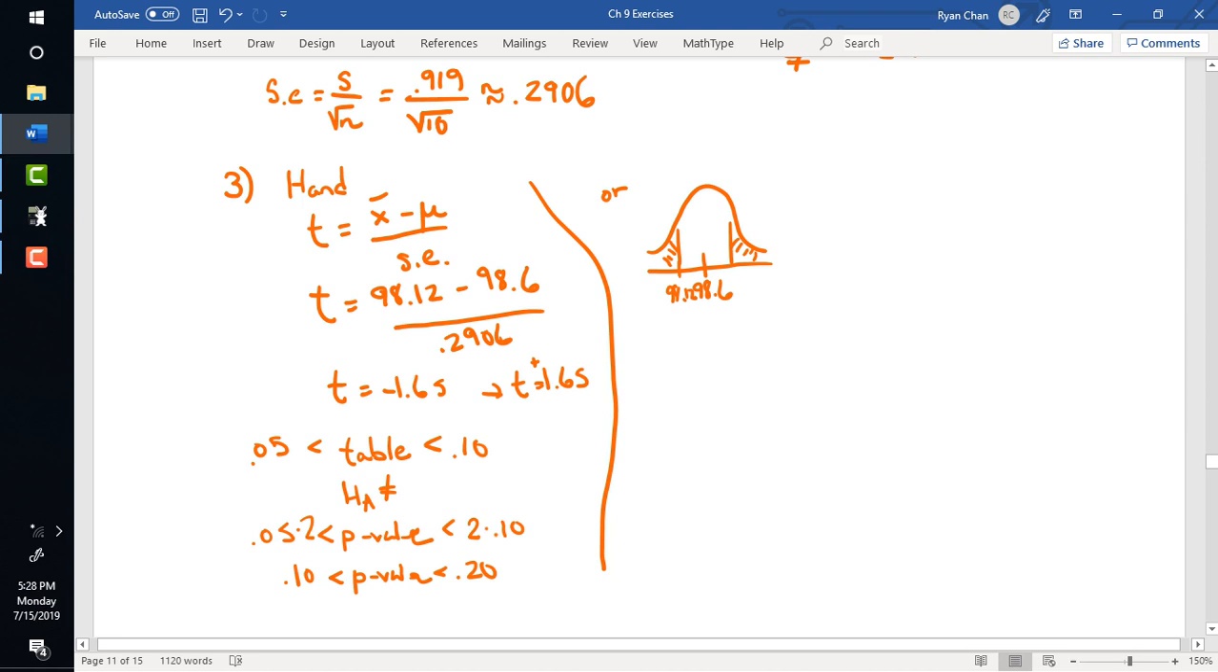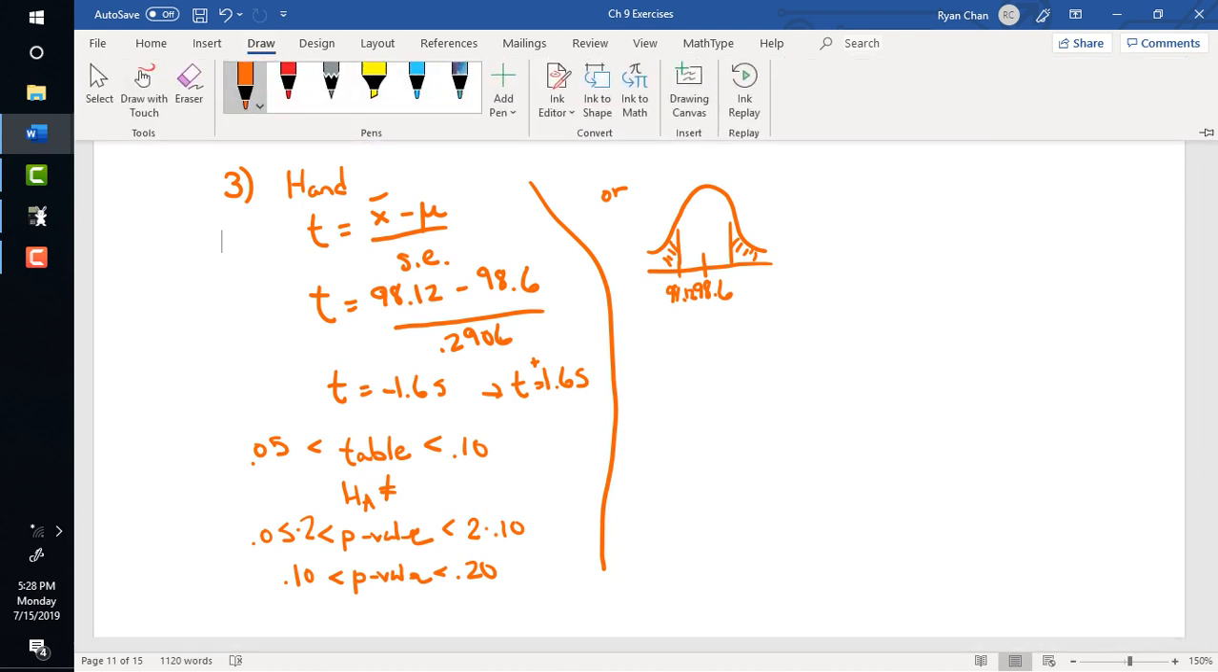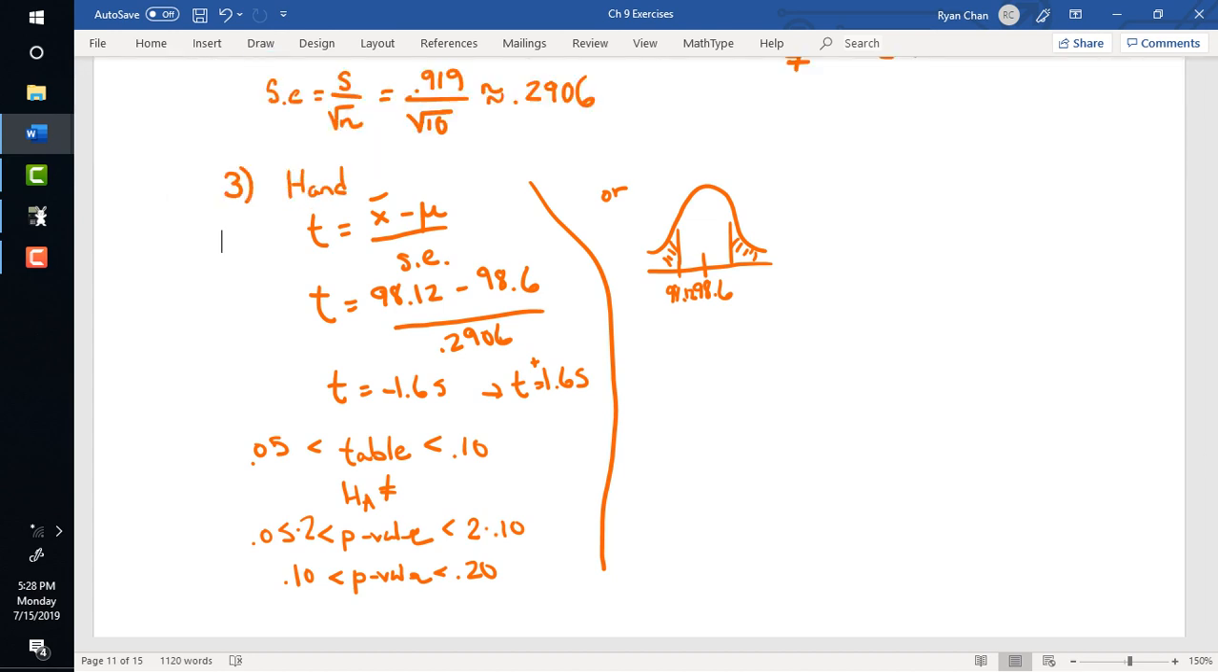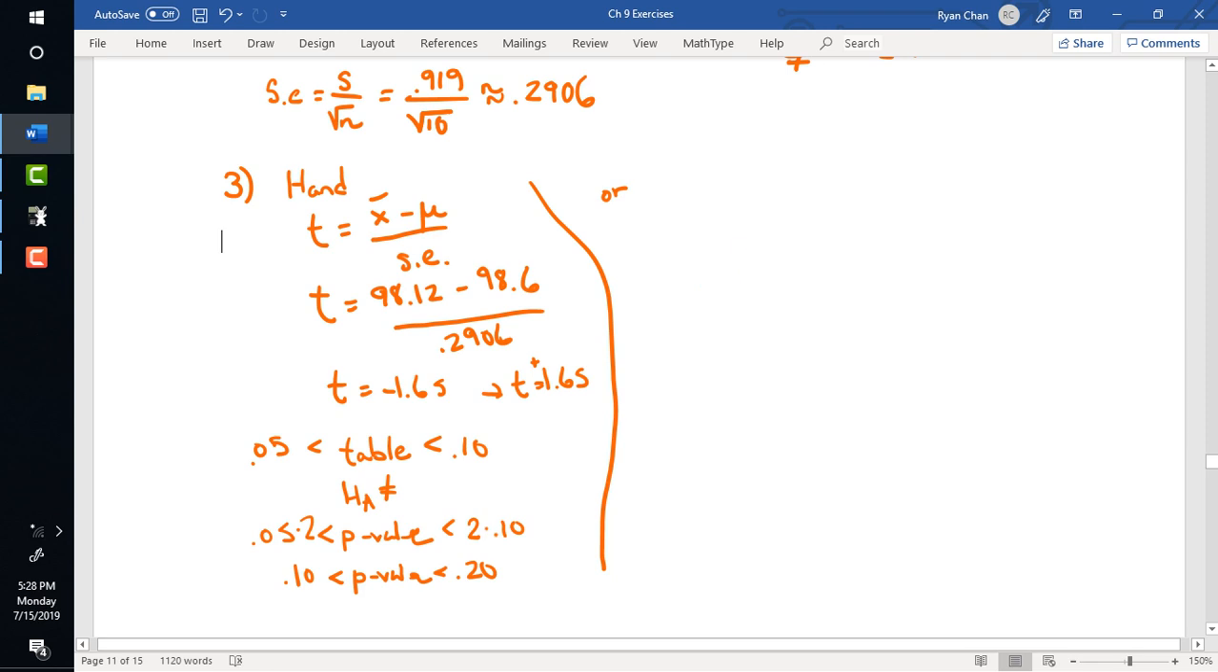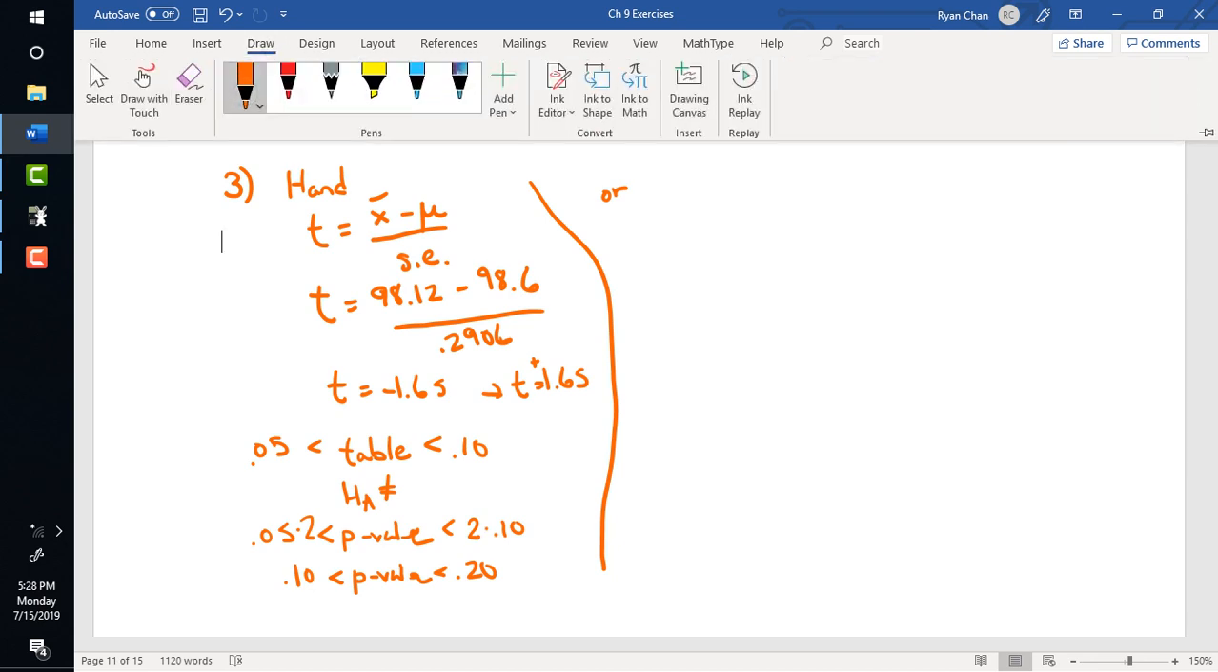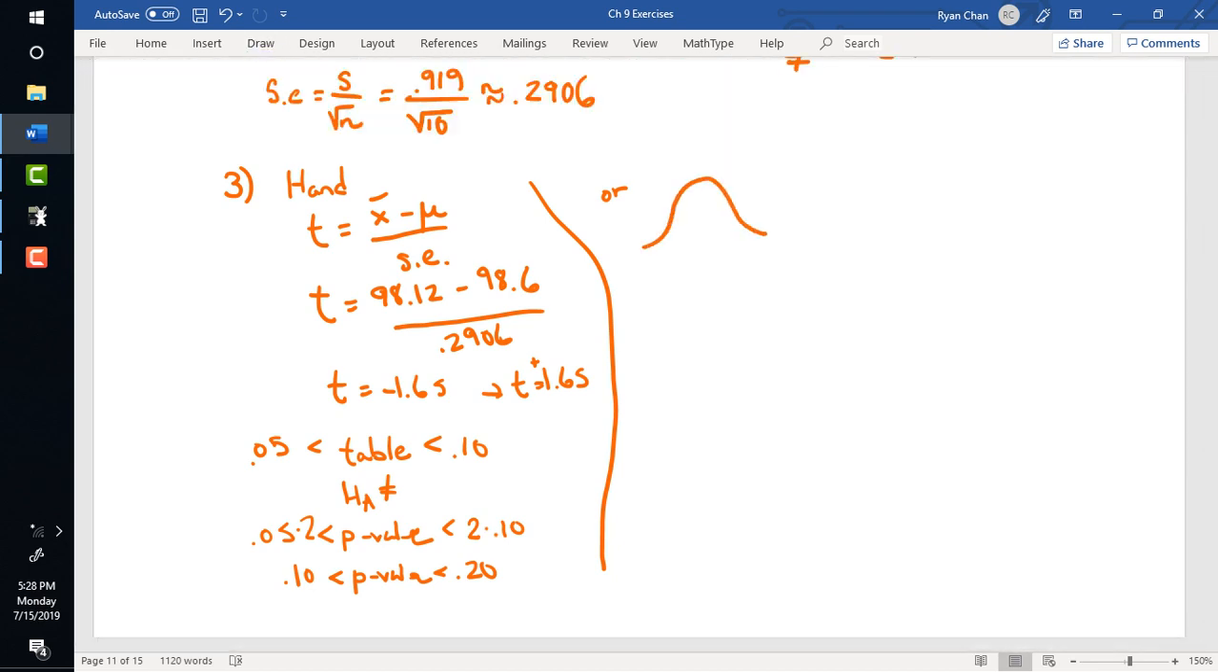Okay, sorry, my apologies. Let me redo this here. So, yeah, sorry, disregard what I just said earlier. So when you're doing a curve, okay, for the following, your t-score is actually where your curve is at.